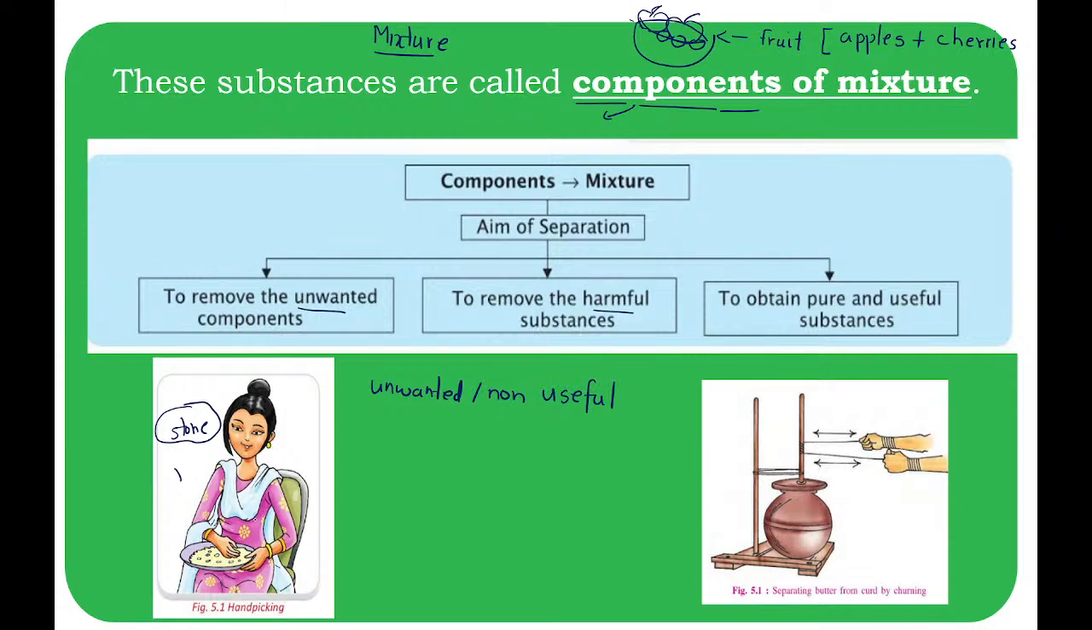So what is the useful component over here? The rice grain is useful, whereas the stone is non-useful. So the rice grain is the useful component, whereas the stone is non-useful. We also separate components of a mixture to obtain useful substances.